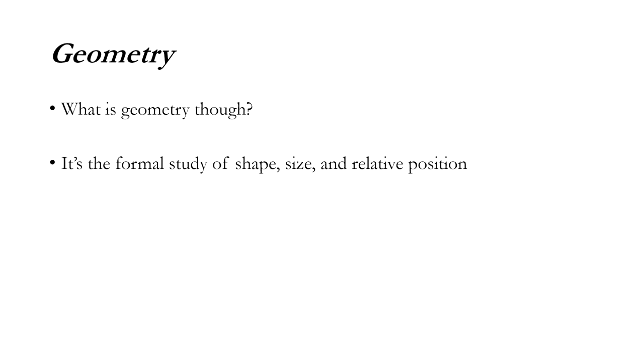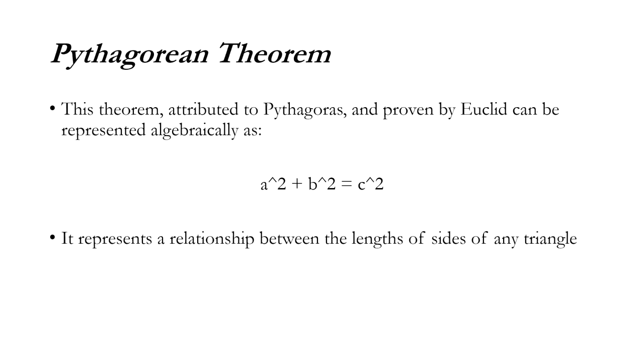Formal study of size and shape and relative position. Let's make this a little more concrete. This theorem, attributed to Pythagoras and proven by Euclid, can be represented algebraically as a squared plus b squared equals c squared. It's the Pythagorean theorem. It represents a relationship between the lengths of sides of any triangle.